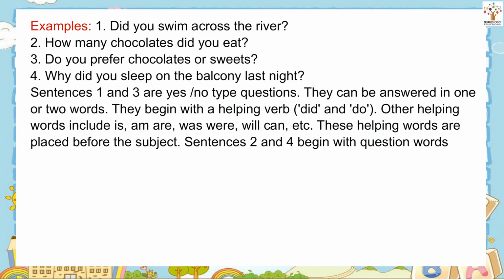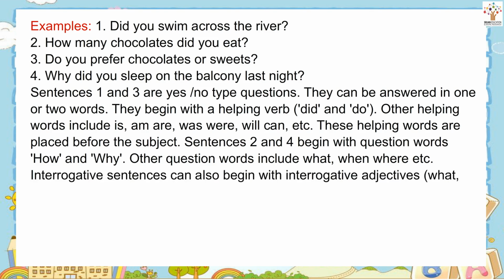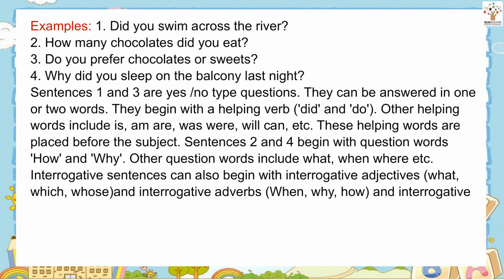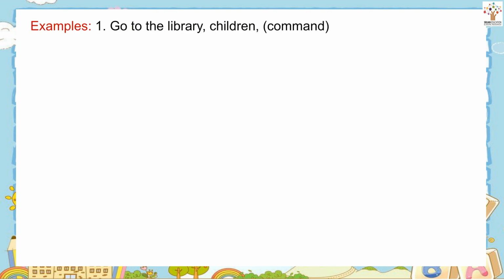Sentences 2 and 4 begin with question words how and why. Other question words include what, when, where, etc. Interrogative sentences can also begin with interrogative adjectives what, which, whose, and interrogative adverbs when, why, how, and interrogative pronouns what, which, whose. An imperative sentence issues a command, makes a request, or gives advice.